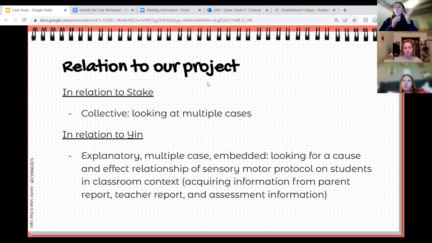And then in terms of the second step of Yin's process, it's going to be multiple case because we're looking at more than one student, and it's going to be embedded rather than holistic because we're acquiring information from parent reports, teacher reports, and assessment information. So that relates all of that information back to what we're doing, and keep that in mind because we're going to have you do that for a fun little activity at the end. Stay tuned.